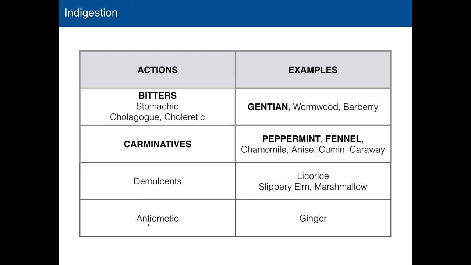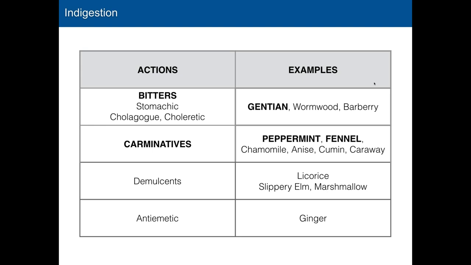So these are the actions that you might use for indigestion. And I've given a few examples of herbs. This isn't extensive, this is just a few things. So digestive bitters in general. Gentian is one of my go-tos. That's my favorite one. Wormwood I sometimes use as well. People don't always like the taste.